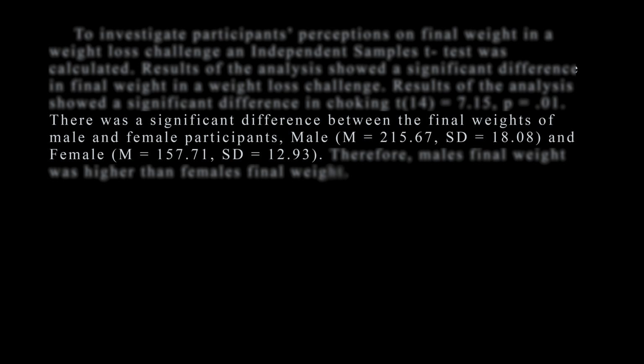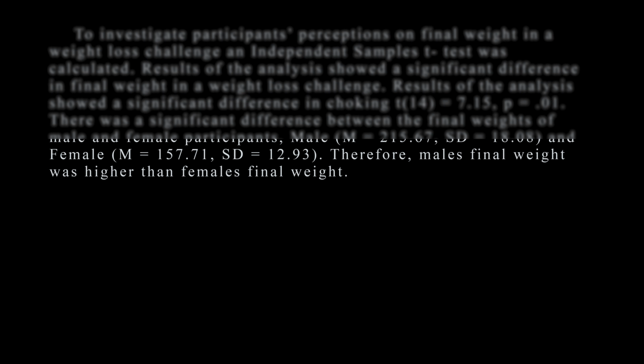Now we are doing the mean and standard deviation line. There was a significant difference between the final weights of male and female participants, comma, male, in parentheses, the mean and the standard deviation. The M and the SD are both italicized for both the male and the females, and then equals has a space on both sides, and then the actual numbers. That's the end of that sentence. Therefore, meaning it's the concluding statement: male's final weight was higher than female's final weight.